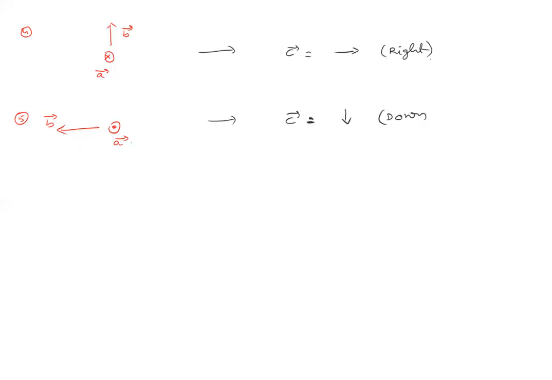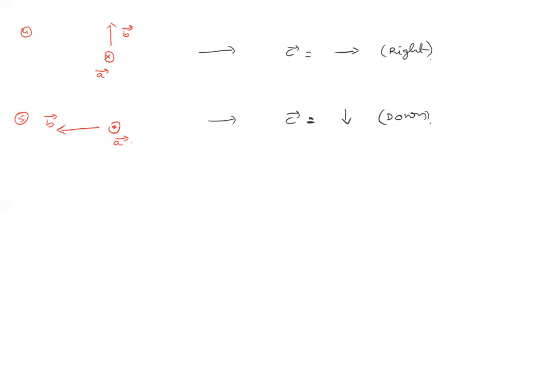Next is the fourth case. Your A bar is into the plane, B bar is up of the plane. So in this case, your C bar is towards right. You should get the direction in the right direction. Next, if you have A bar out of the plane and B bar towards left, then your C bar will be downwards, down of the plane.